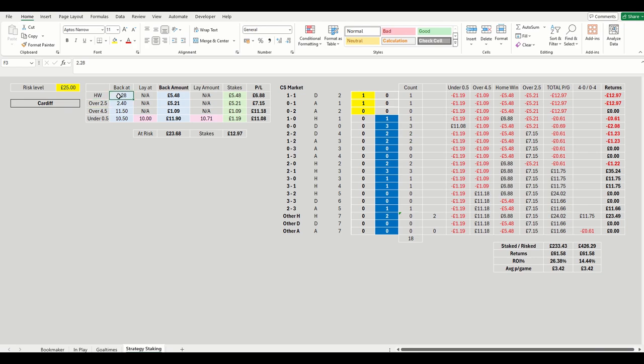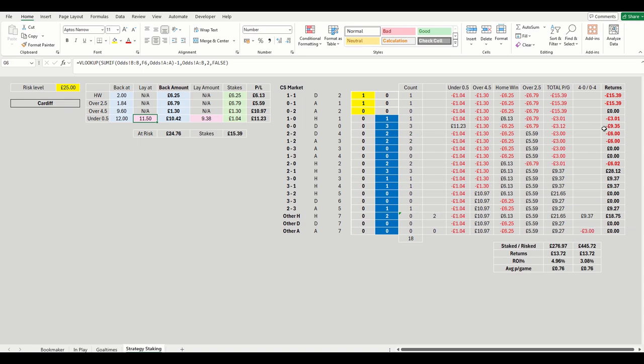So let's have a look at the odds on Betfair as they stand at the minute. Cardiff are priced evens. Over 2.5 is 1.84. Over 4.5 I'm looking at under 9.6, and under 0.5 is 12. So you can see here these games made up are of the 20. So we've got 18 in here and 2 where there's been other home wins.